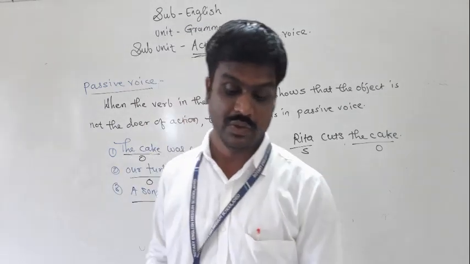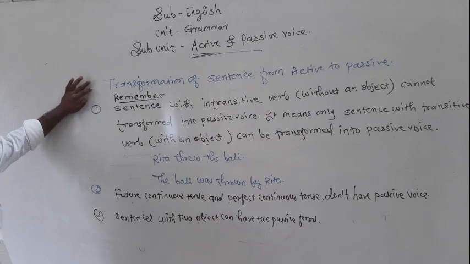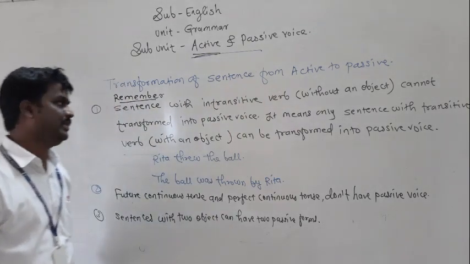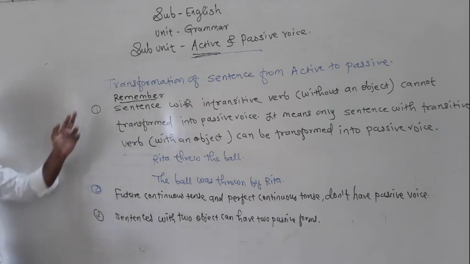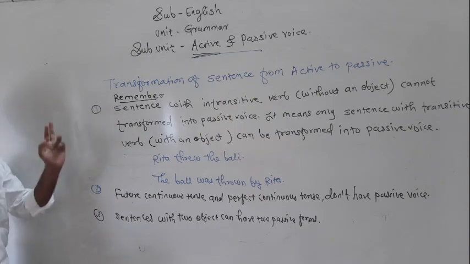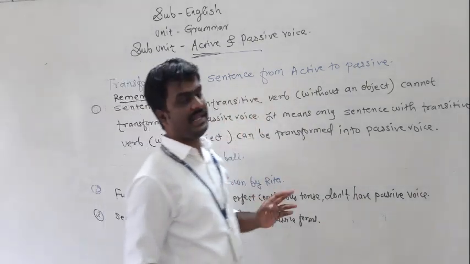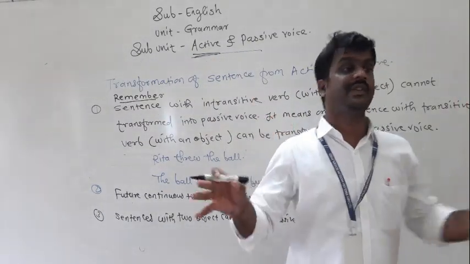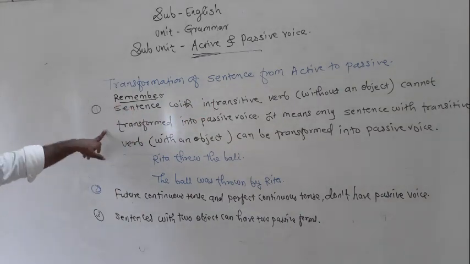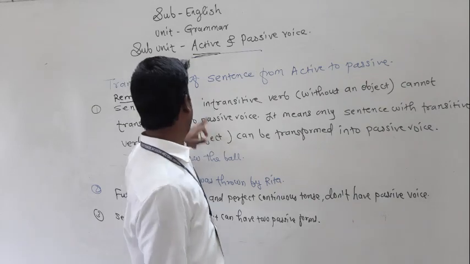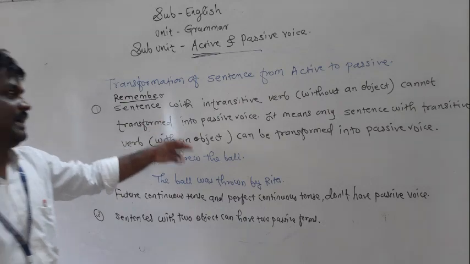Now we will discuss the rules of changing it. That is, we will discuss transformation of sentences from active to passive. But before going to discuss the rules of transformation, I would like to revise. You have to remember these points. Sentences with a transitive verb. Transitive verb means what? Sentences with a transitive verb without an object cannot be transformed into passive voice.